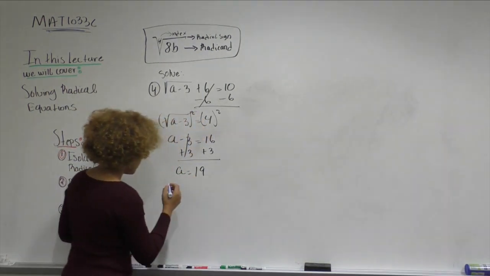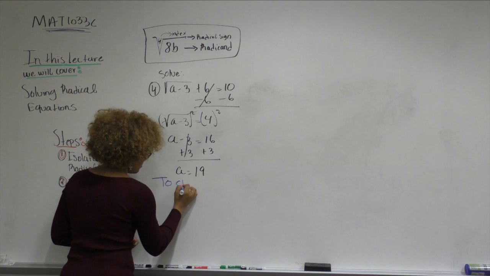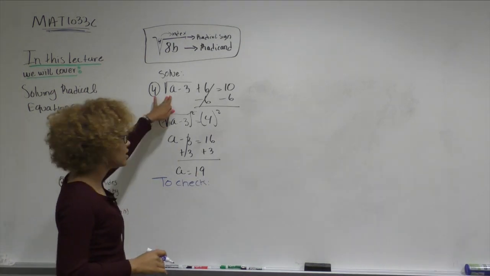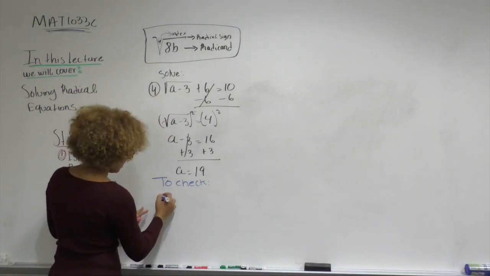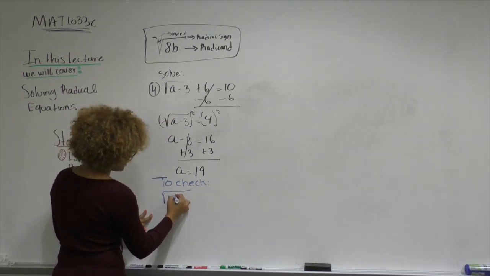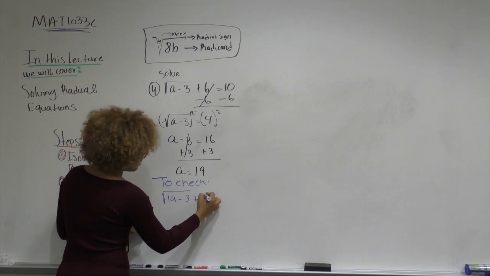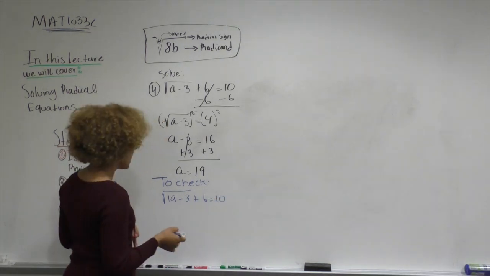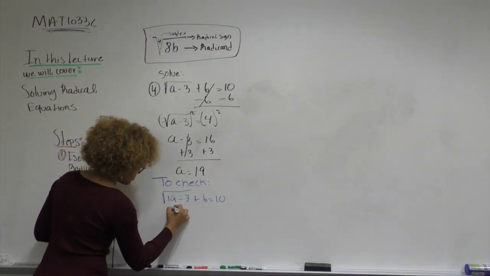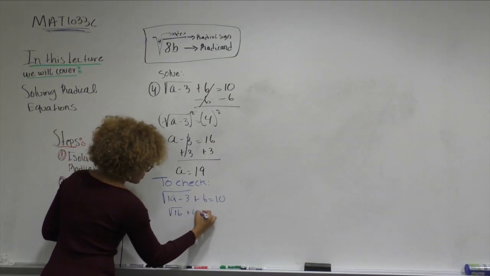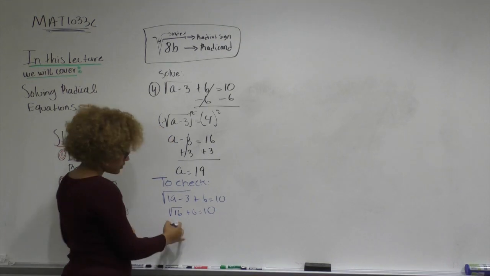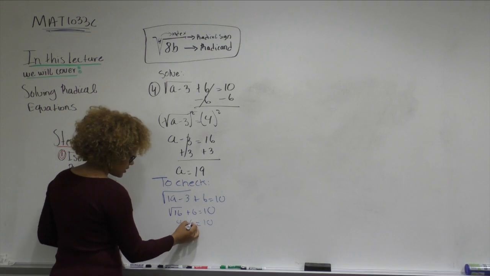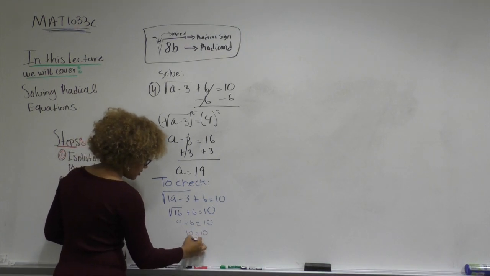Excellent, so a equals 19, but now I need to check, right? Make sure I check my work. So to check, I'm going to substitute the 19 for the a in my original equation. So I have square root of 19 minus 3, plus 6 equals 10. 19 minus 3, I believe that's 16. Square root of 16 is 4. 4 plus 6 is 10. So 10 does equal 10, so this is a valid answer.